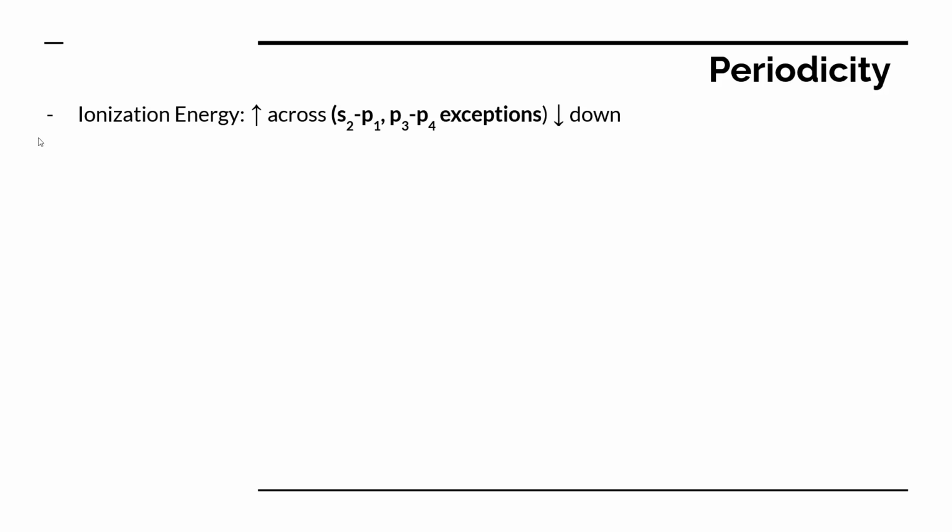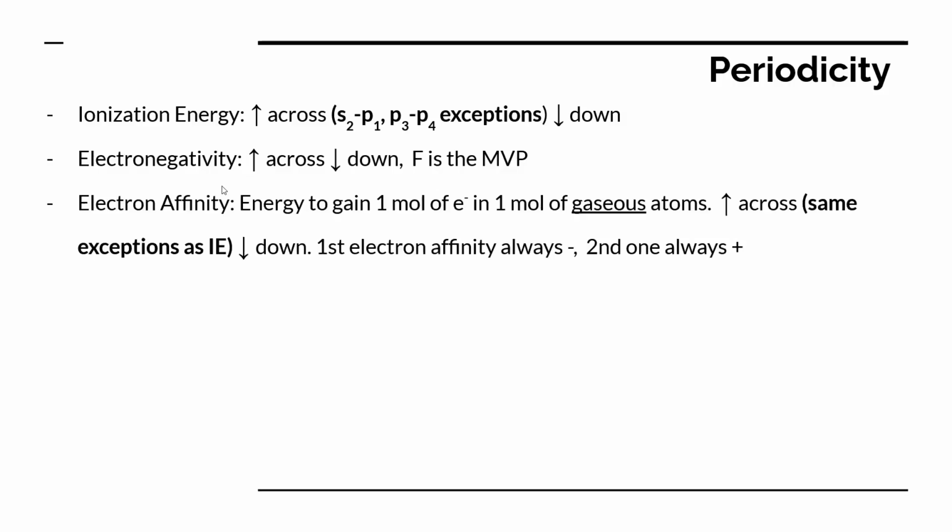Periodicity is basically just the identification of trends in the periodic table. So, for example, a trend would be ionization energy because it increases across a period and it decreases down a group, with these exceptions. If you don't remember ionization energy, go watch my S1 video. Electronegativity is going to increase across and decrease down, where fluorine is the MVP of electronegativity because it's going to be the most electronegative element in the periodic table. And if you don't remember electronegativity, you can go watch my S2 video.